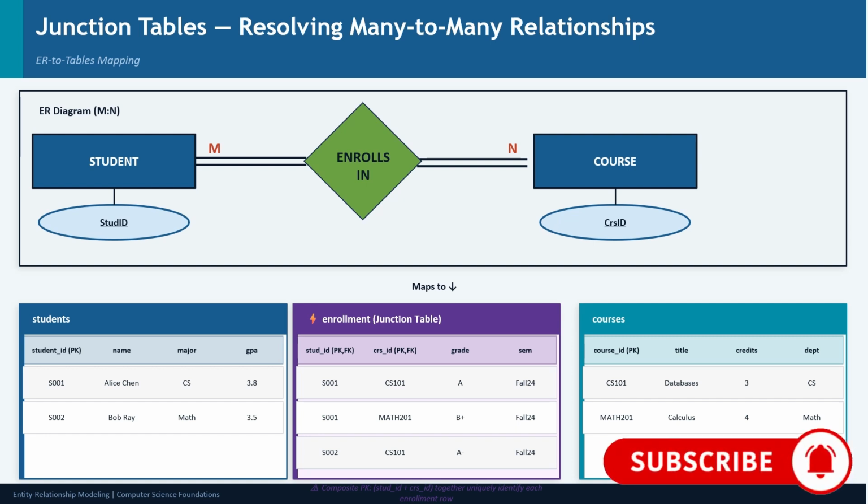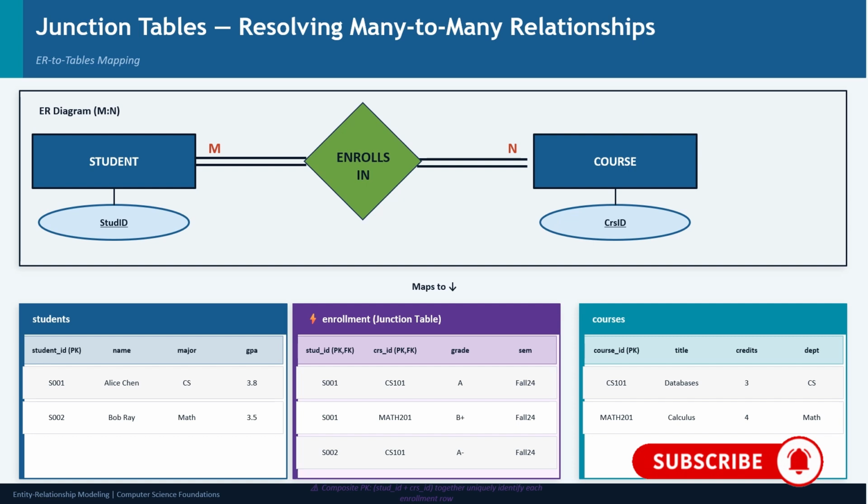Step 2. Because the relationship is many-to-many, we cannot put a single foreign key on either table. So we create a third table, the enrollment junction table. The enrollment table contains two columns, student ID, which is a foreign key pointing to students, and course ID, a foreign key pointing to courses. These two columns form the composite primary key.